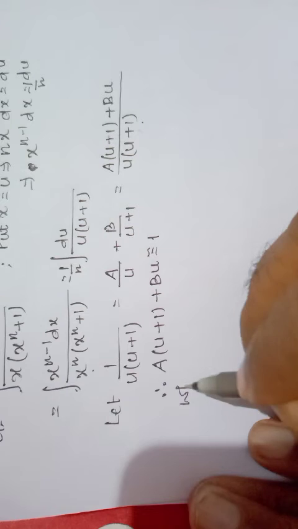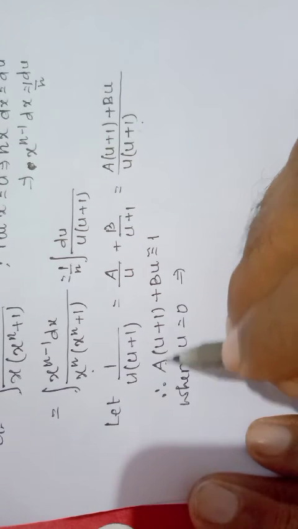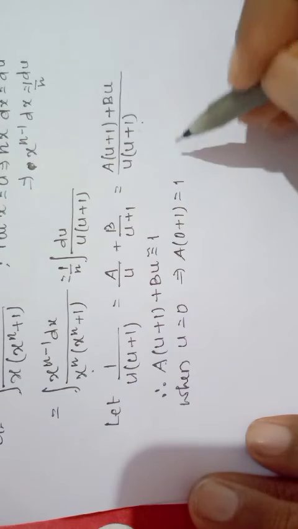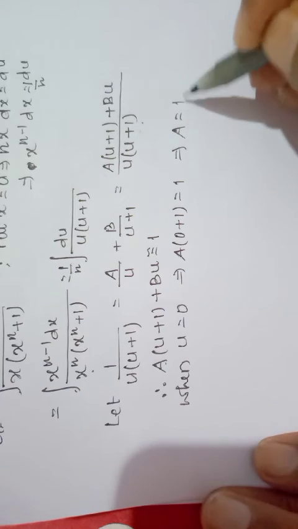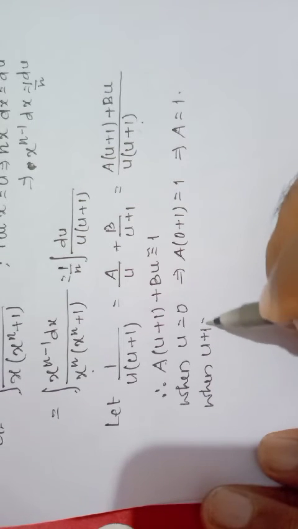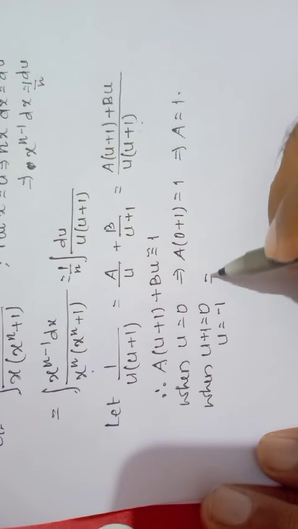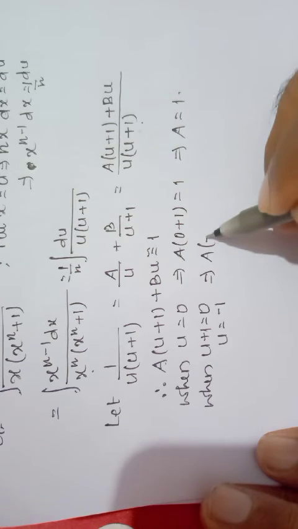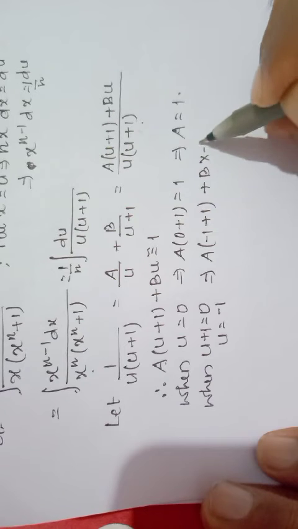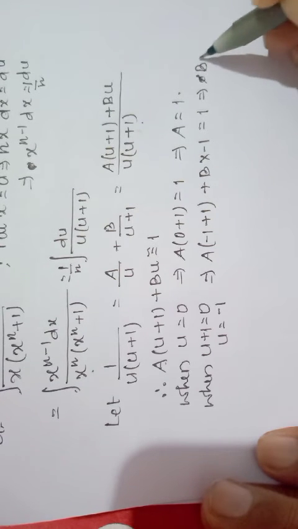When u is equal to 0, it means a into 0 plus 1 is equal to 1, and consequently a is equal to 1. Similarly, when u plus 1 is equal to 0, it means u is equal to minus 1. This implies a into minus 1 plus 1 plus b into minus 1 is equal to 1, and b is equal to minus 1.